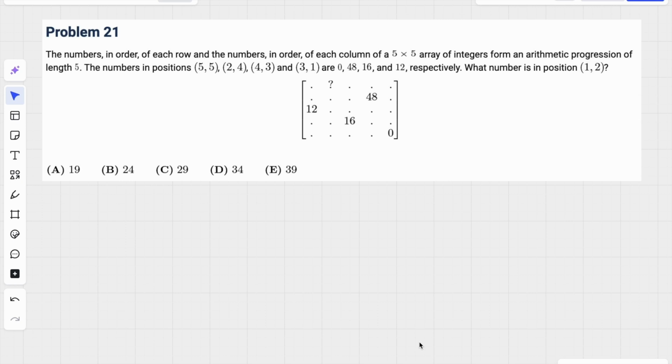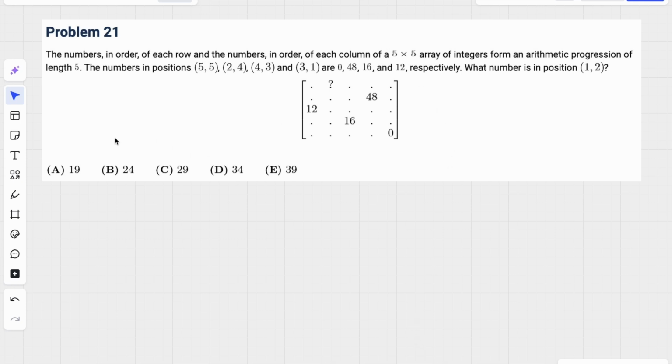Alright, let's proceed with problem 21. The numbers in order of each row and the numbers in order of each column of a 5x5 array of integers form an arithmetic progression of length 5. The numbers in positions (5,5), (2,4), (4,3), and (3,1) are 0, 48, 16, and 12 respectively. What number is in position (1,2)?